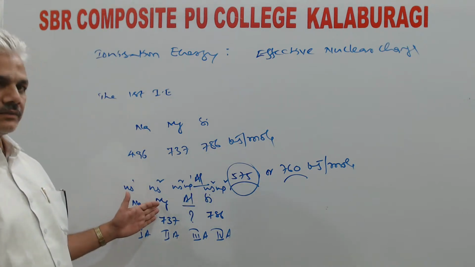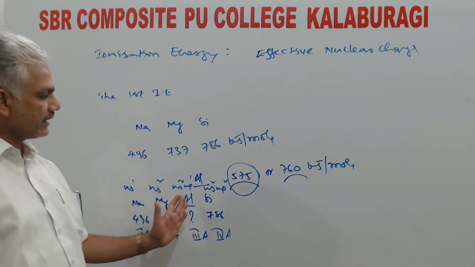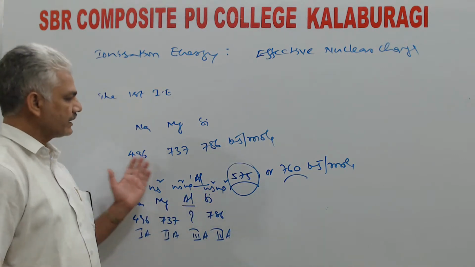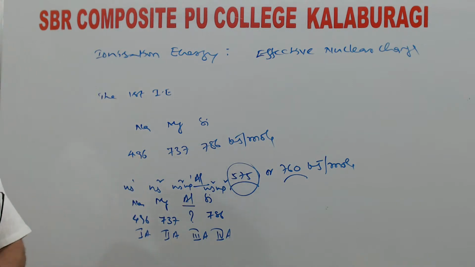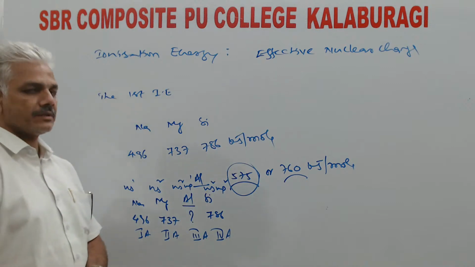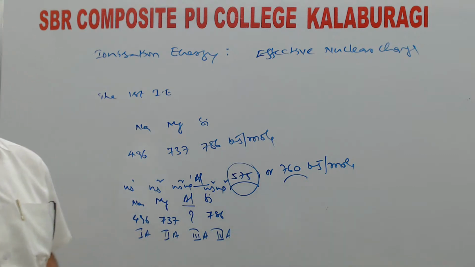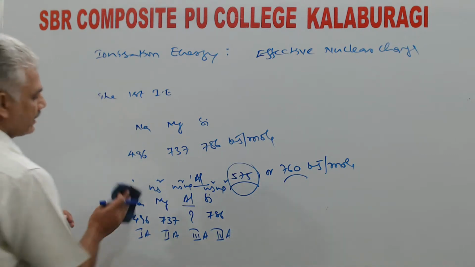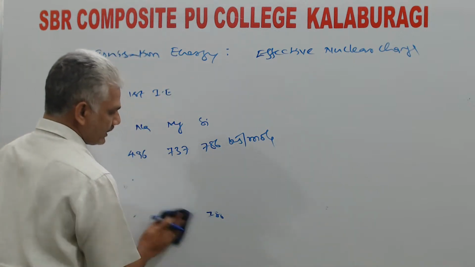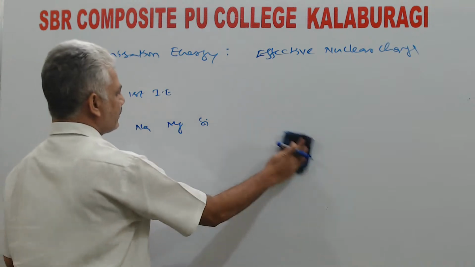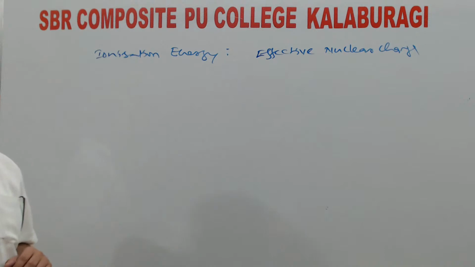The first IP of second group elements is higher than that of third group elements, and it is followed by fourth. So like this, when values are given, we can identify their relative positions. One more type of problem that we come across is where different elements are compared. Sometimes for the same element, different ionization energy values will be given. By looking at the ionization energy values, we have to identify the probable valency of the element.